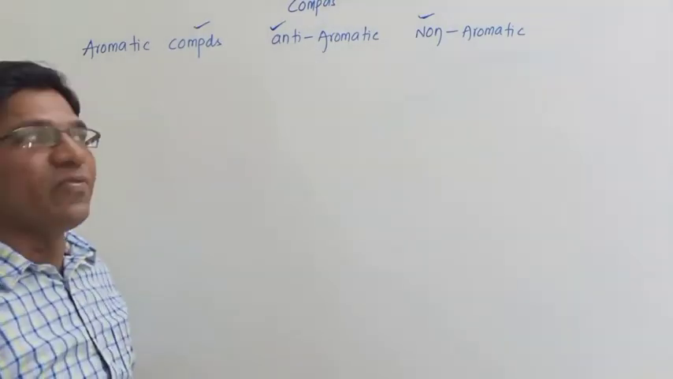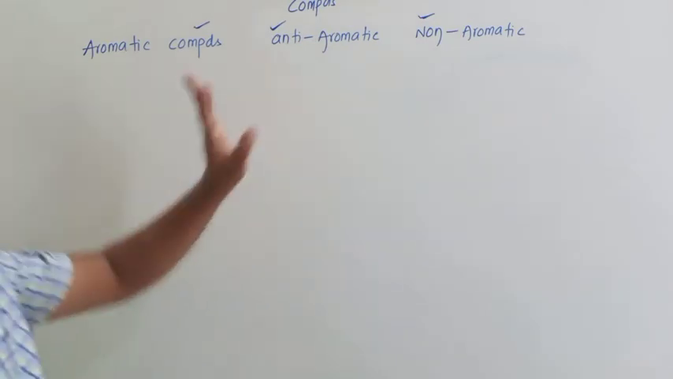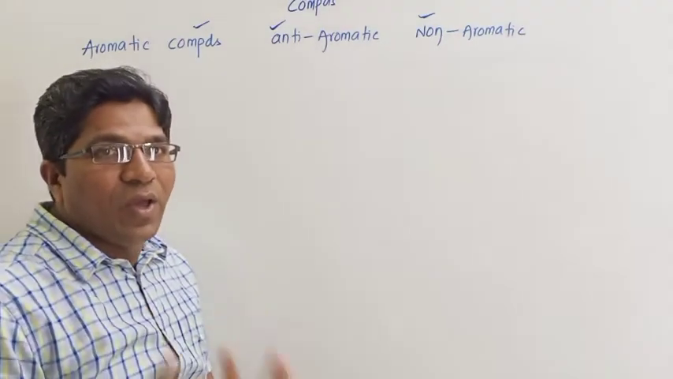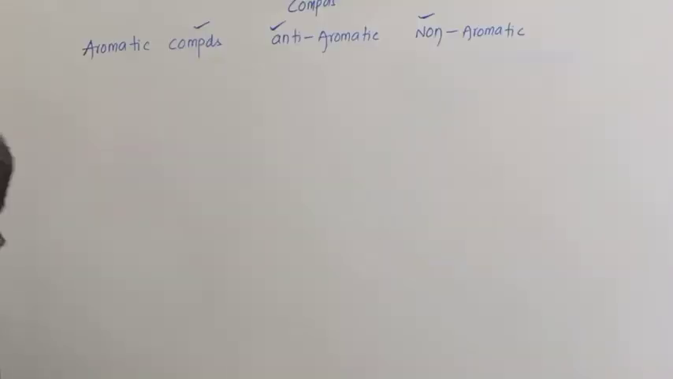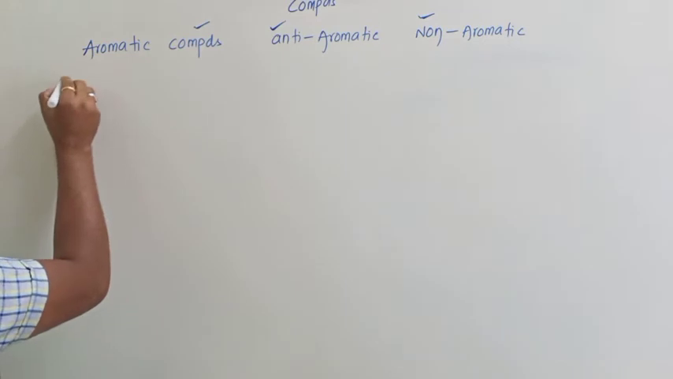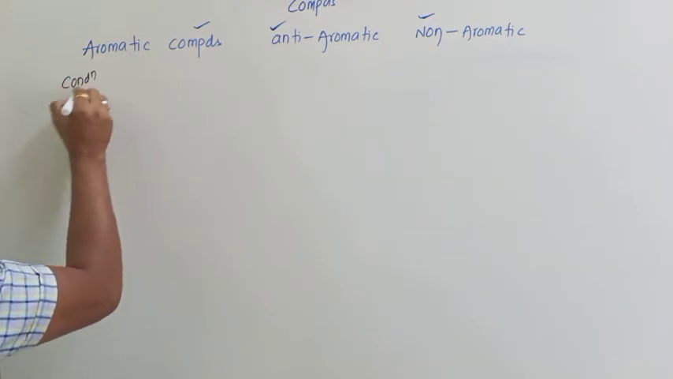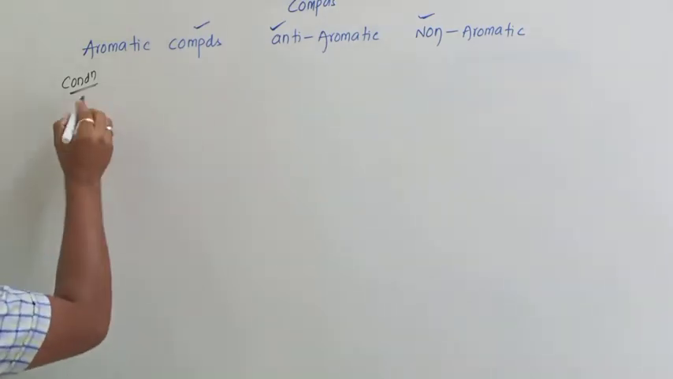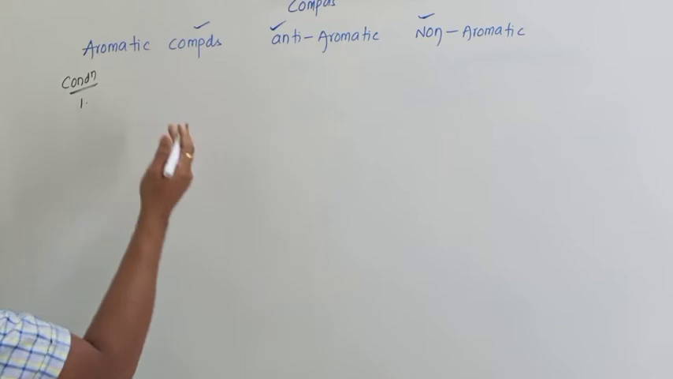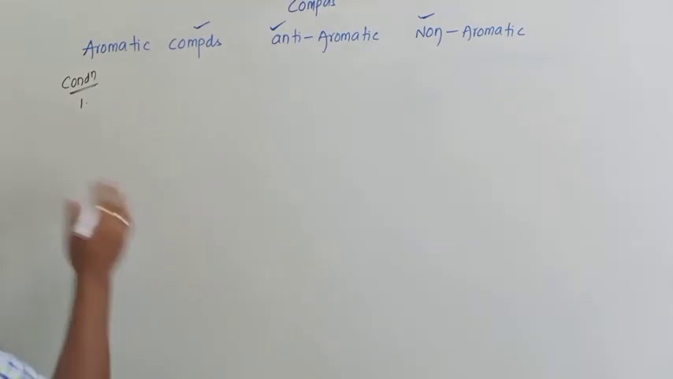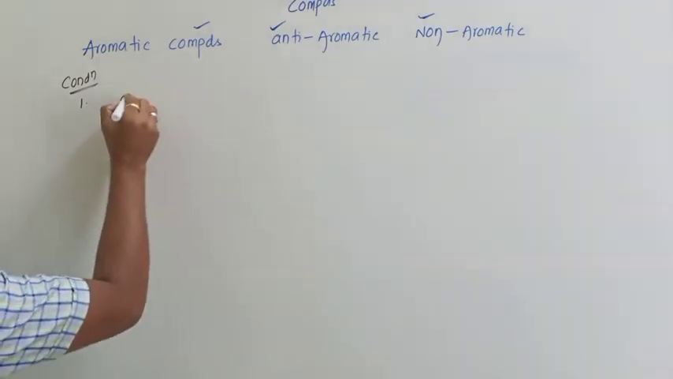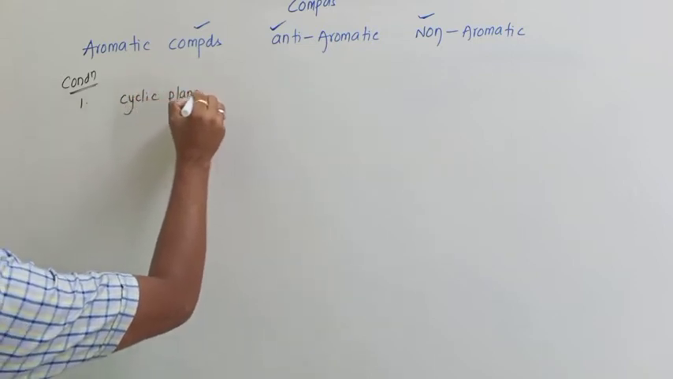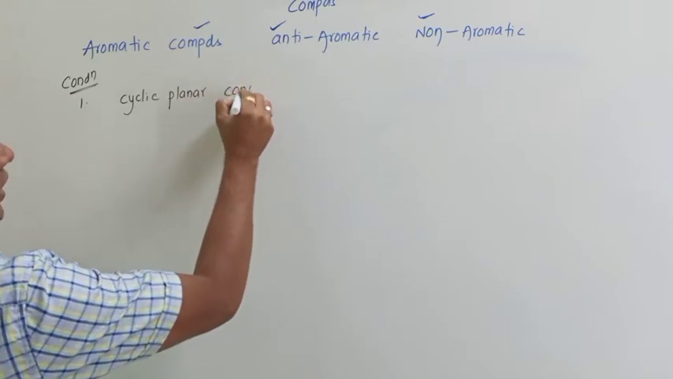Now see the conditions for aromatic, anti-aromatic and non-aromatic compounds. For example, if any structure is given, how do we find whether it is aromatic? See the conditions for aromatic. First check the given molecule: open chain or closed chain. The condition is: cyclic, planar, conjugated system.